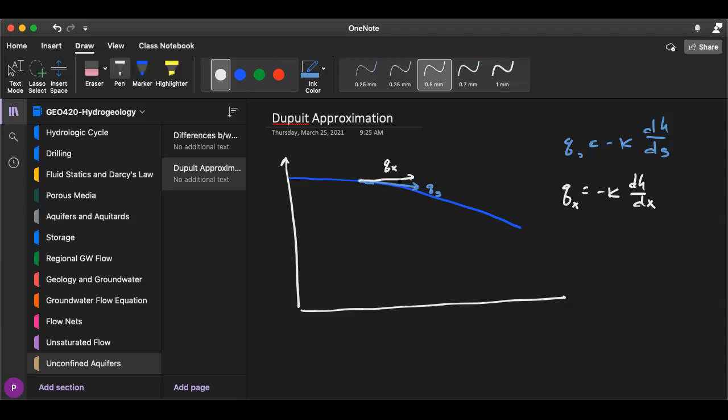All that the Dupuit assumption says is Q sub X is pretty close. Q sub X is pretty darn close to Q sub S. And so this is the Dupuit assumption. It says the difference between these two is not that bad. So let's just say that all the flow is horizontal.